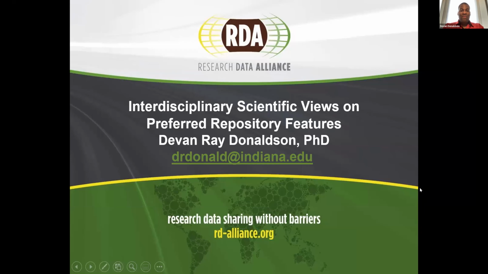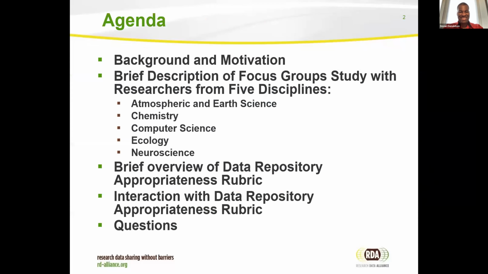Oh, great. All right, so yes, that is the title and that's who I am and that's how to contact me. Next slide. So I'll talk a little bit about the background and motivation for my study and then the problem space, and then go into a brief description of the study and then talk about the main output of the study, which was a data repository appropriateness rubric, and then hopefully have an opportunity for you to interact with the rubric and then conclude with questions. Next slide, please.